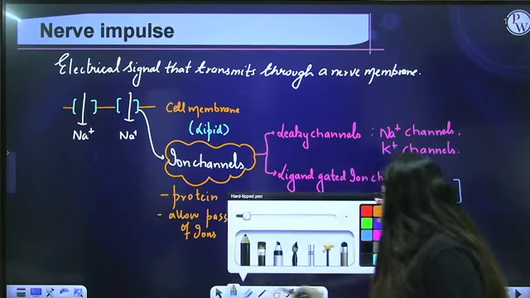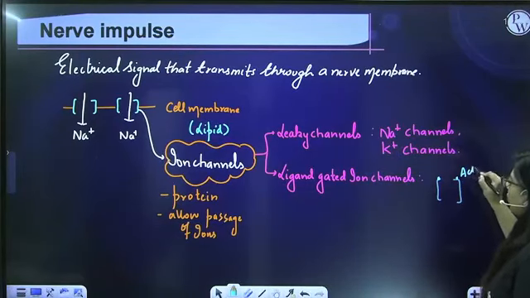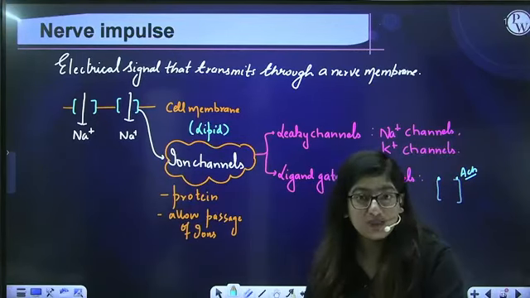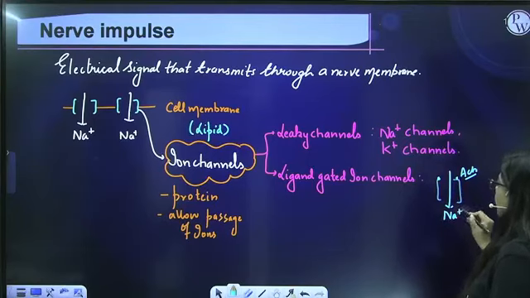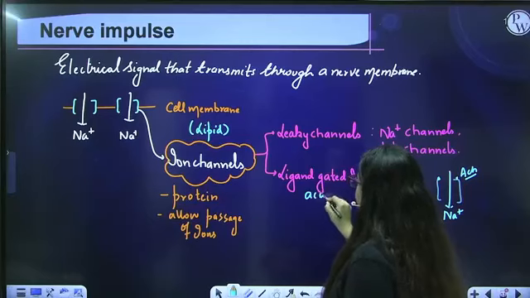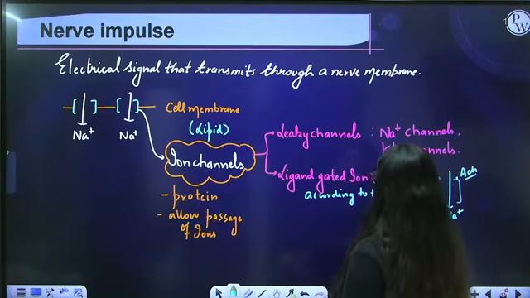For example, if to this channel ACH binds, what is ACH? A neurotransmitter. Only if the ACH binds to this channel will it open and lead to the transport of sodium ions. So they open and close according to the chemical that binds.